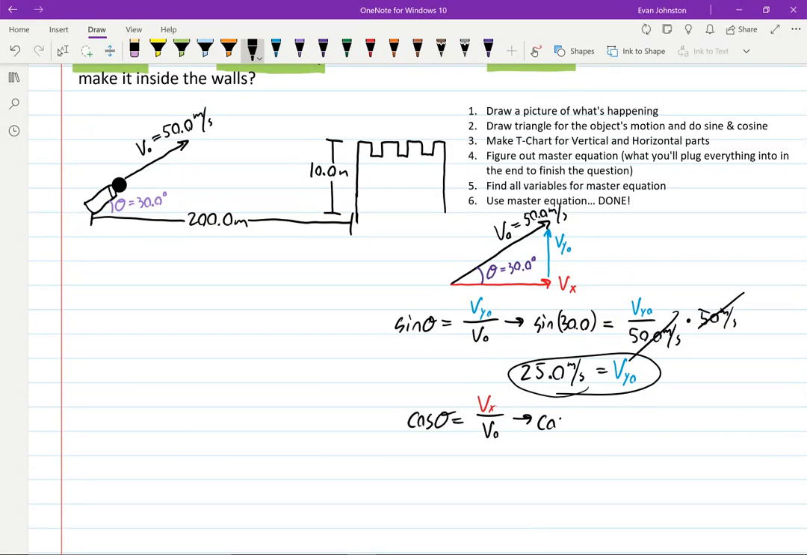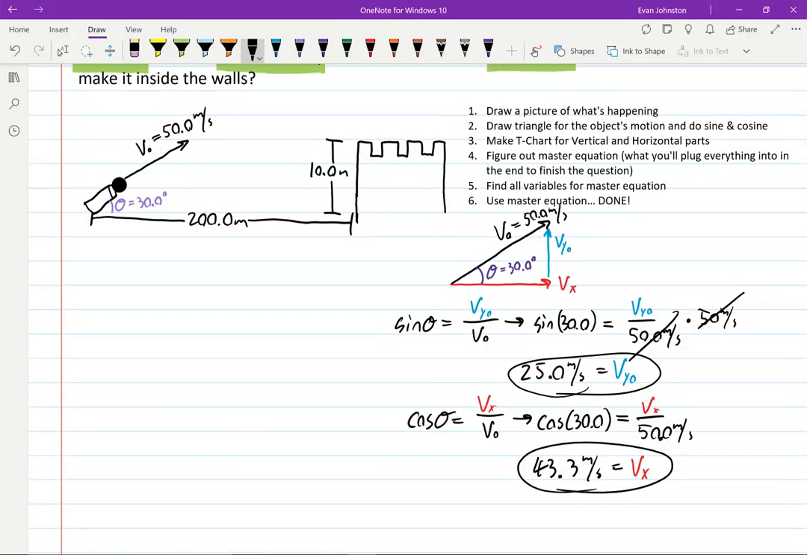And so plugging in again, cosine of 30.0 gives us our x velocity over our 50, and that's meters per second. So now I'm just going to have to do 50.0 times cosine of 30.0, and that gives us a value of 43.3 meters per second as our x velocity. Now again, since we ignore air resistance, this is constant. This value isn't changing. If you were taking into account air resistance, it'd be getting slower and slower, but we luckily don't have to do that.